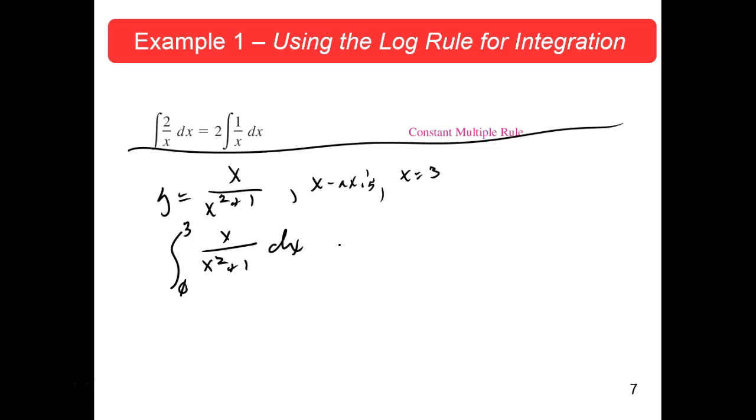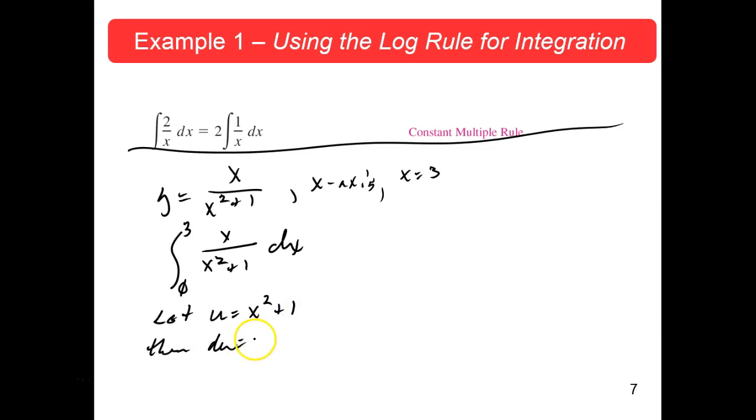By substitution. Oh, okay. I like it. And what will you substitute? We substitute x squared. U equals x squared plus 1. You got it. Okay.